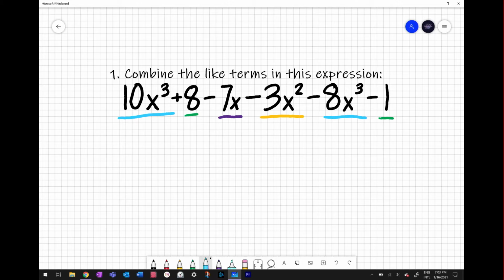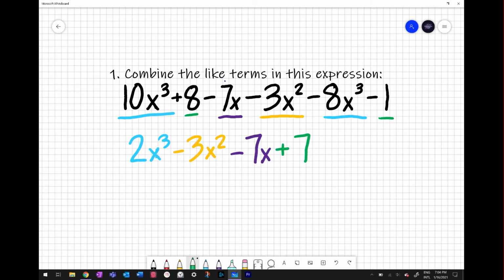From here, you can combine them. 10x cubed minus 8x cubed. Subtract 10 and 8, and you get 2x cubed. Next, you just have one of the x squared values, which is just 3x squared, and then you subtract that, and then you have one of the regular x terms, so you will put negative 7x, and finally you have two constants, 8 and 1, so you do 8 minus 1, which gives you 7.